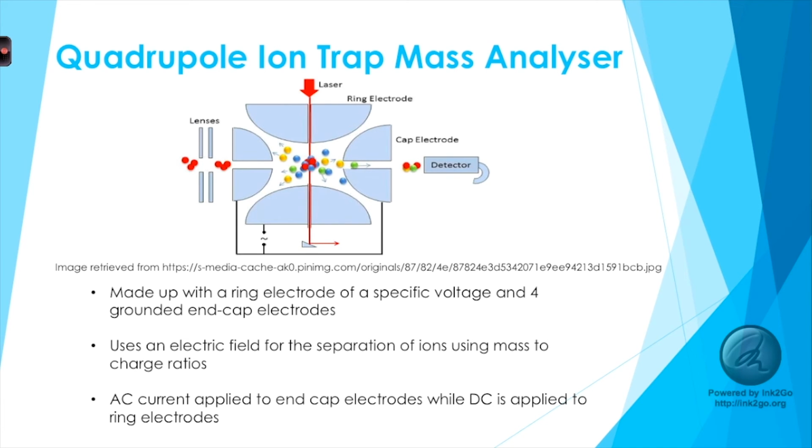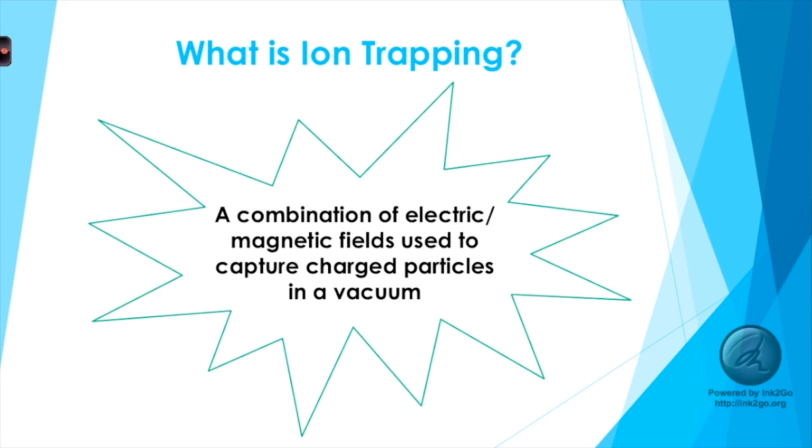So, before I begin explaining how the quadrupole ion trap mass analyzer works, let me briefly introduce ion trapping. What is ion trapping? An ion trap is a combination of electric or magnetic fields used to capture charged particles such as ions in a vacuum. The ions will be trapped at the most stable point that you will see later on in the slides.